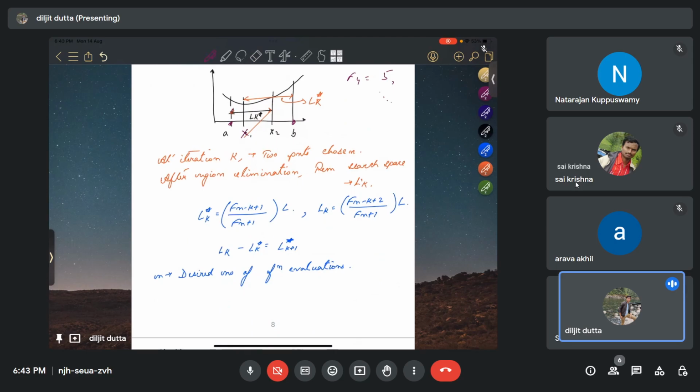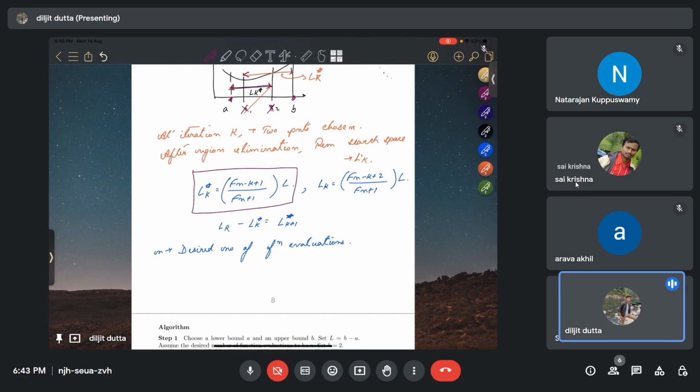Suppose this x2 is located at a distance of Lk star from A, and similarly x1 is located at Lk star from B. So how do we get the Lk star? The Lk star is given by this formula: f of n minus k plus 1 divided by f of n plus 1. Now what are n and k?